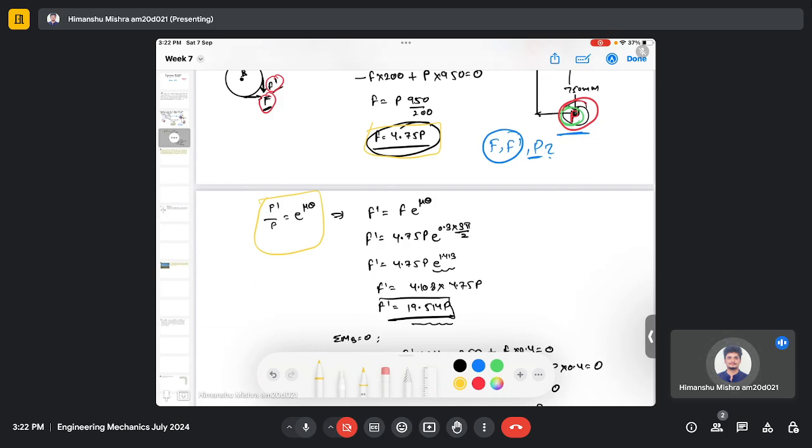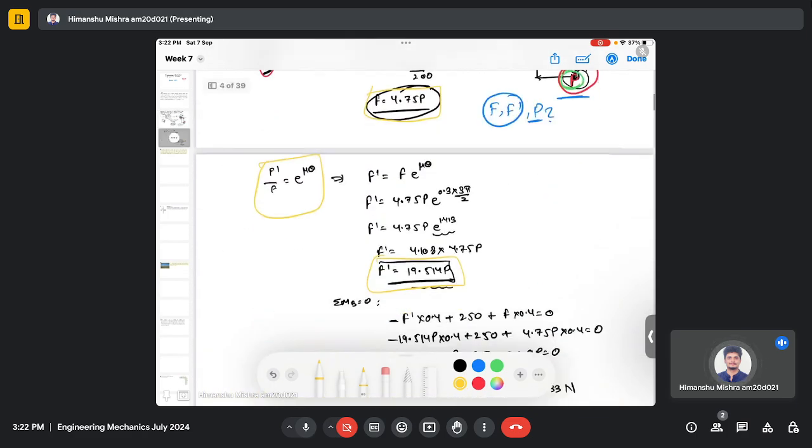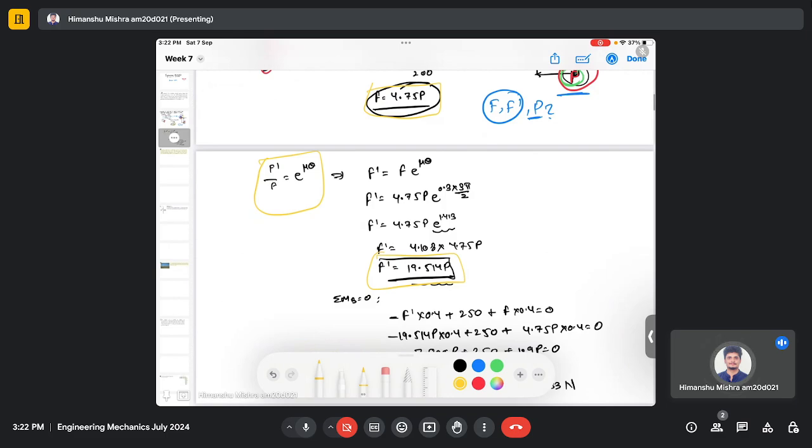So by using this formula, we are able to define the relation between F dash and P. Then we take the moment about B, because if we take the moment about B, the moment will be caused by F dash, F and P. So we already found F dash and F in terms of P, but P is the unknown quantity.